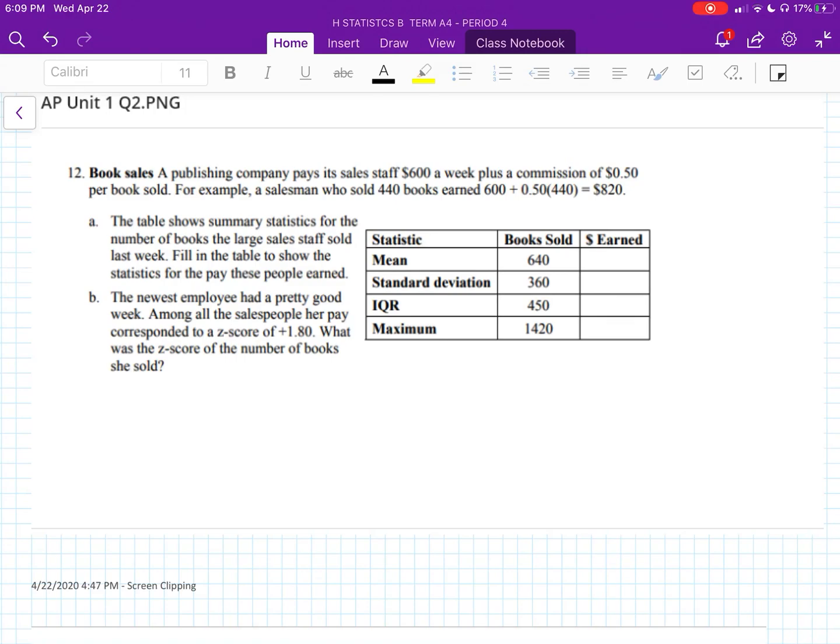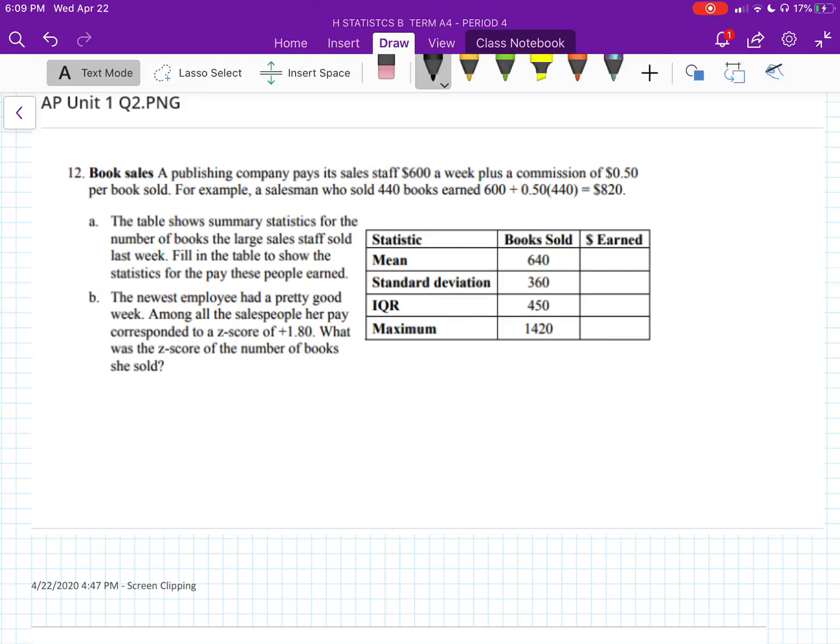So if we look at this information up here, it says this company pays them a flat $600 a week, which isn't bad. And they get a commission of 50 cents per book, right? So if they don't sell any books, they make $600. If they sell some books, they make more. So that's our formula there that we can work with. And our formula is 600 plus 0.5 times books sold.